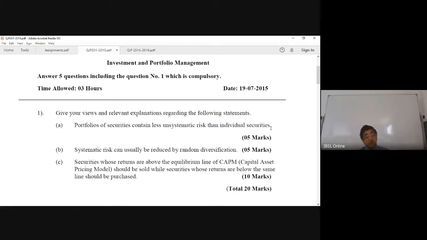But if you give the explanation, saying that a portfolio of securities contains a collection of assets, and a collection of assets is what we call diversification, and through diversification we can reduce the unsystematic risk, then if that explanation is there, you will get 5 marks.